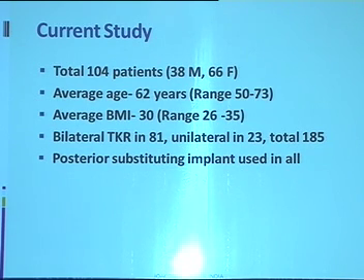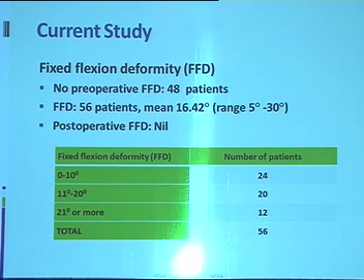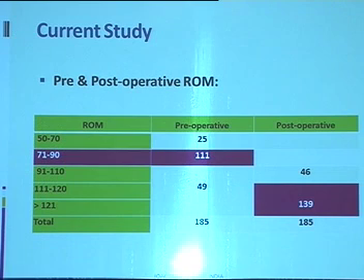So this is a small study, a total of 104 patients, average age was 62 years, average BMI was 30, bilateral TKR in 81, unilateral in 22, and in all of these patients we used a posterior substituting implant. There was significant fixed flexion deformity in more than 50% of patients, and more than 60% of these patients had a mean range of motion between 70 to 90 degrees.